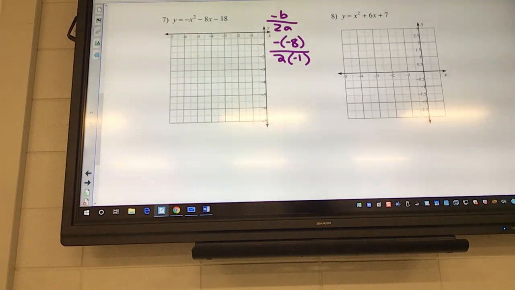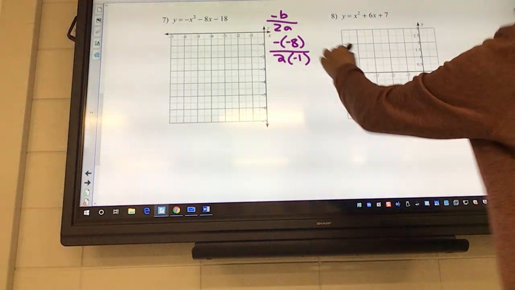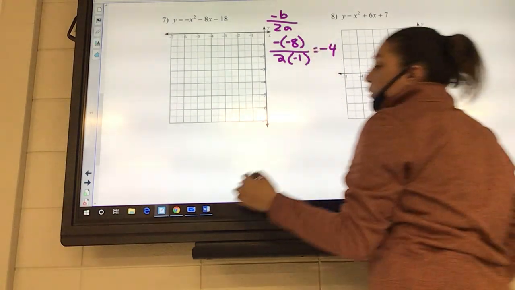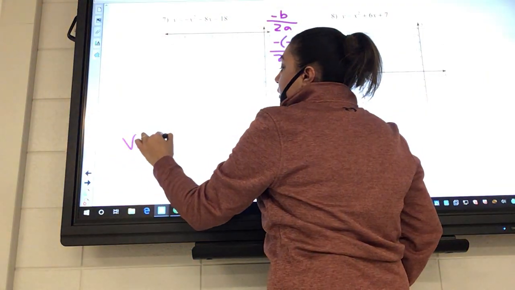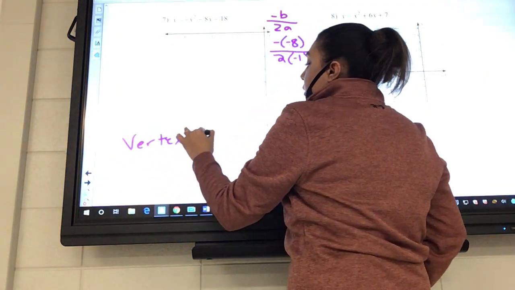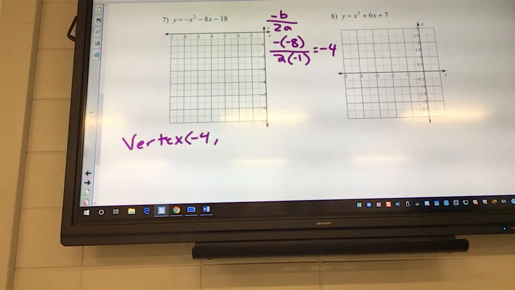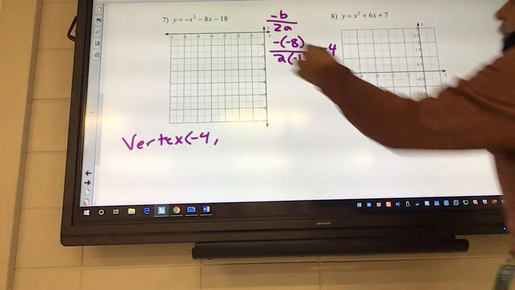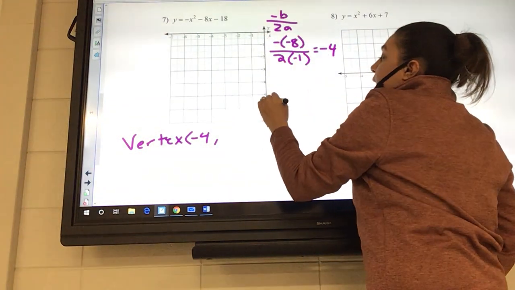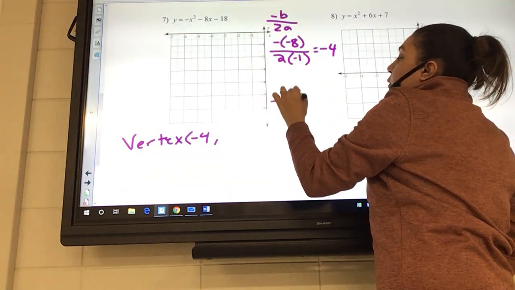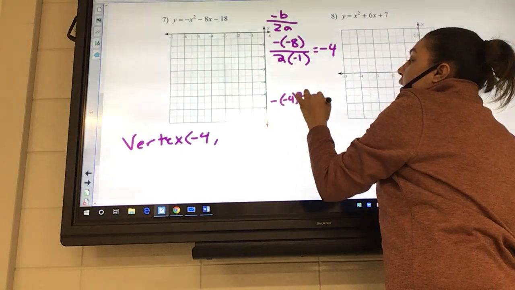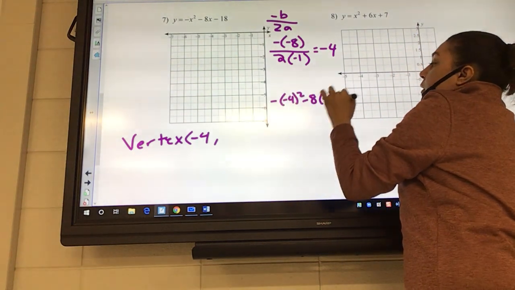You got negative 4. Negative 4. And where does that go? First number of your vertex. Yep, so the vertex is gonna be negative 4, comma, and where do we plug it in? How do I find the other part? Up here where there's an x, so negative 4 squared minus 8 times negative 4 minus 18.